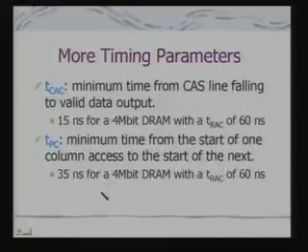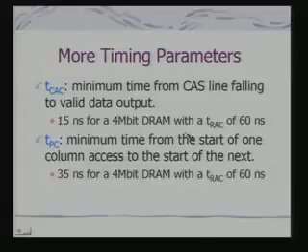Then you have the minimum time for the CAS line falling to valid data output. Falling means activating, since we are considering RAS and CAS as active low. It is 15 nanoseconds for a 4 Mbit DRAM with a TRAC of 60 nanoseconds, which is a typical order of the timings. And TPC is the minimum time from the start of one column access to the start of the next. You can see therefore that the time taken for a data access for the DRAM will be more, because you have to give time for the row access and then the column access.